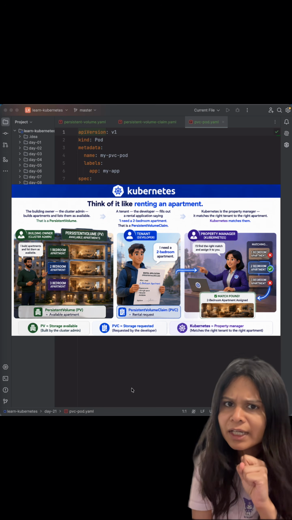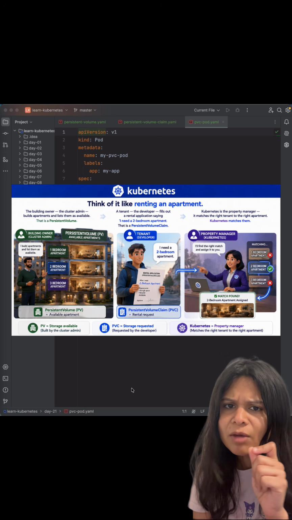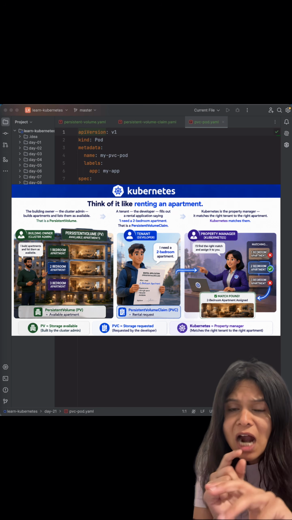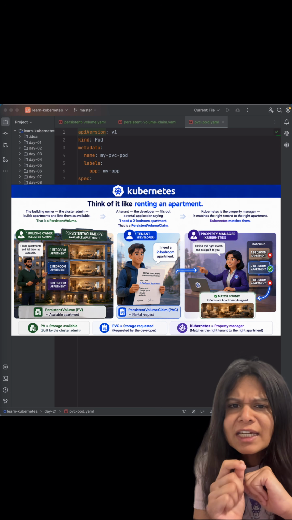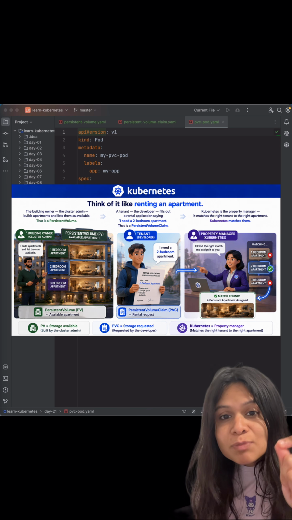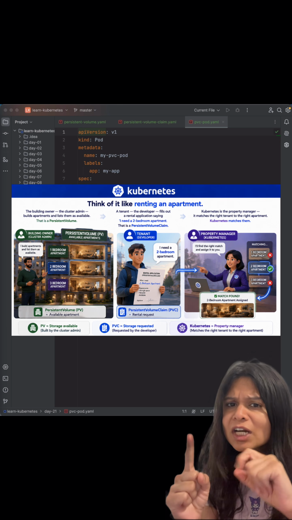Think of it like renting an apartment. The building owner, the cluster admin, builds apartments and lists them as available. That is the PersistentVolume. A tenant, the developer, fills out a rental application form saying I need a 2-bedroom apartment. That is the PersistentVolumeClaim. Kubernetes is the property manager. It matches the right tenant to the right apartment.